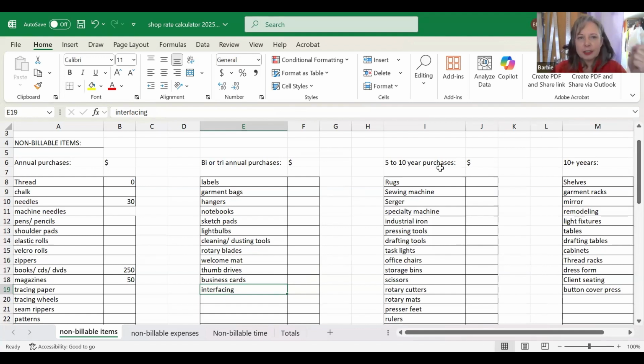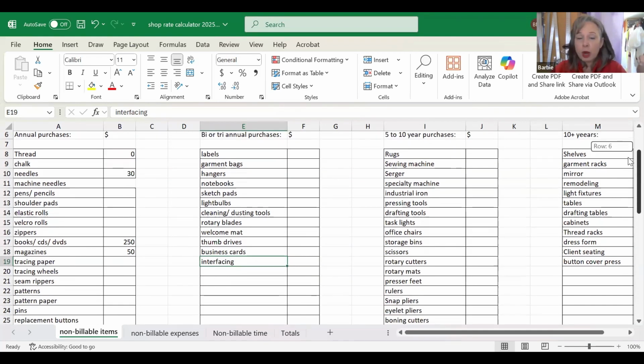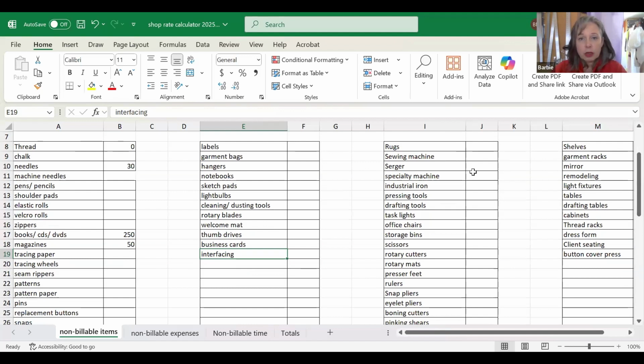Okay, 5 to 10 year purchases. We have a lot of things in our business that last 5 to 10 years. Rugs, your sewing machine, a serger, specialty machines, an iron, pressing tools, drafting tools, task lights, office chairs, storage bins, scissors, rotary cutters, rotary mat. Yes, your mat wears out.